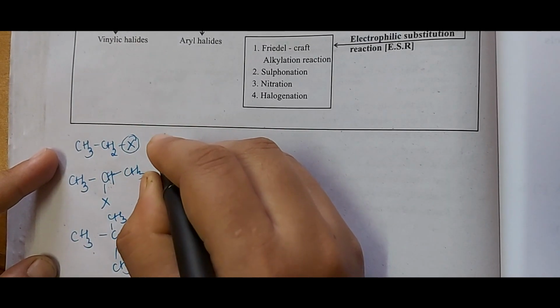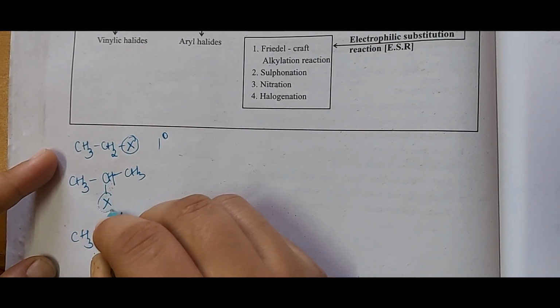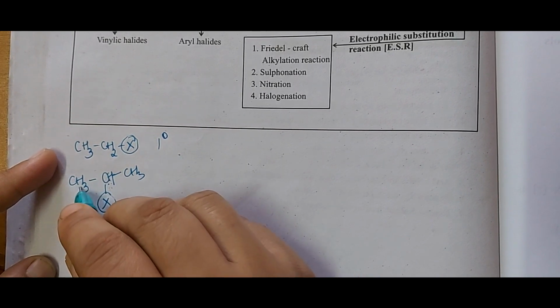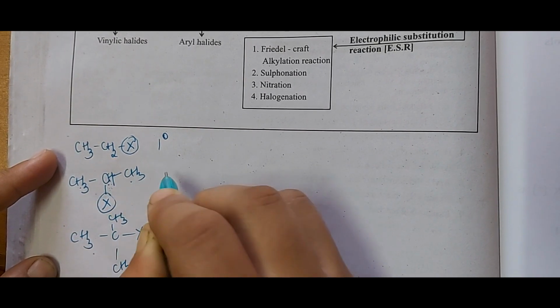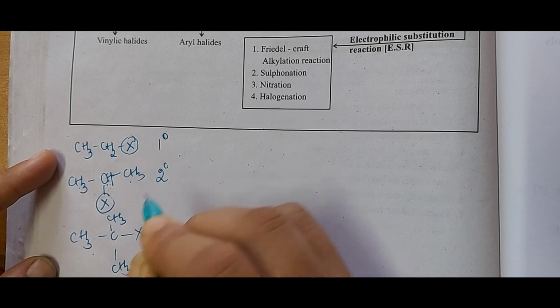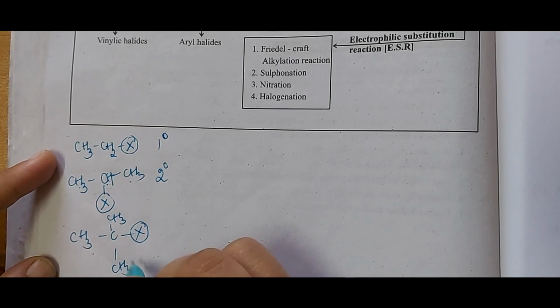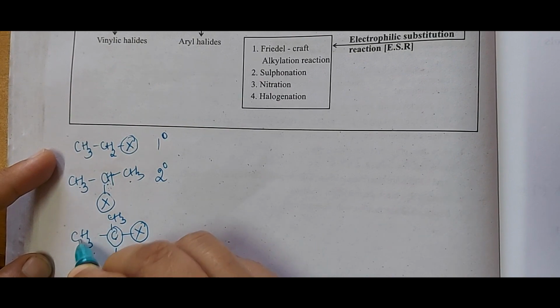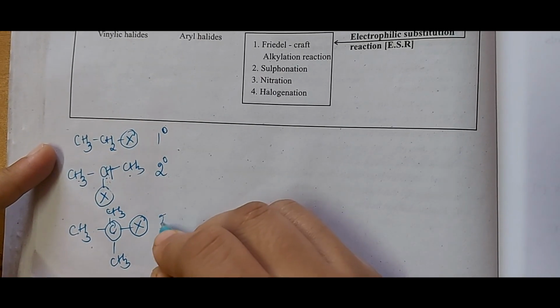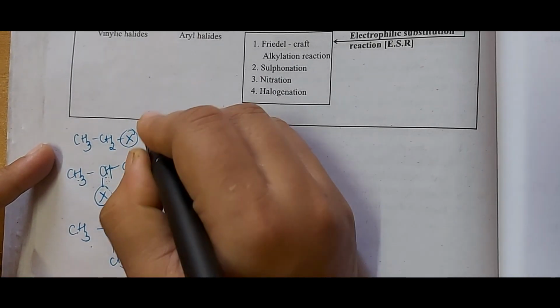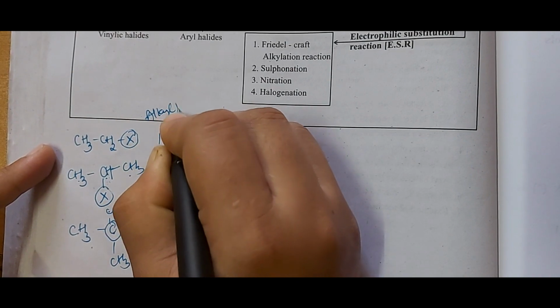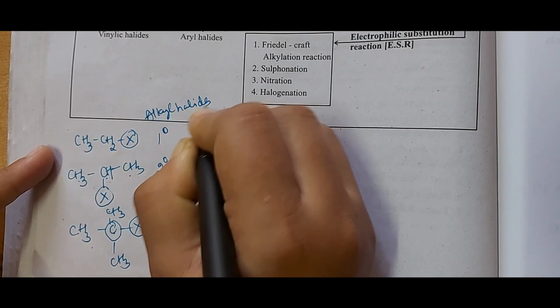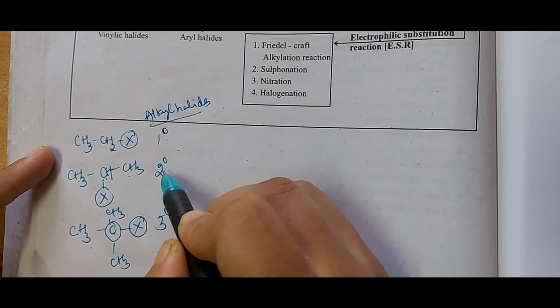Here, in the first, X is bonded to a carbon which is bonded to only one carbon atom, hence it's primary. X is bonded to a carbon bonded to two different carbon atoms, hence it's a secondary alkyl halide. And X is bonded to a carbon atom which is bonded to three different carbon atoms, hence it's tertiary, and this halide we call a tertiary halide. Thus we say that alkyl halides are further classified as primary, secondary and tertiary alkyl halides.